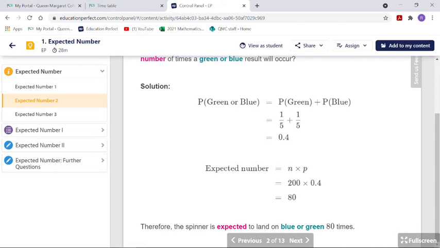Now, expected, does that mean definitively? No. So when you make your sentence, the spinner is expected to land on blue or green 80 times. Do not write will. Okay? Remember, statistics is not about absolutes. So do you have to write expected in every single completed section? Yep. At the end? Yes. Because you expect, that's what you expect to happen. It's not what will happen. Okay? All right.